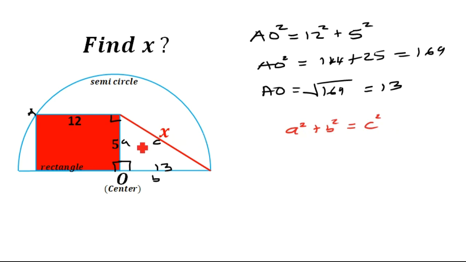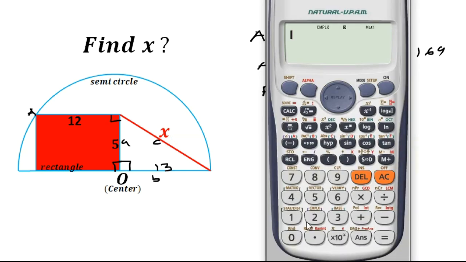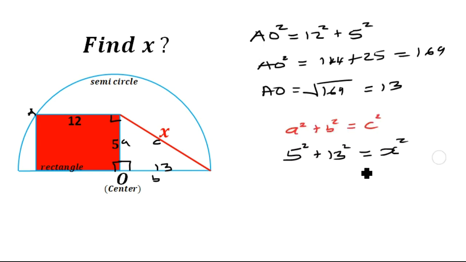From here, when you do the substitution, our A is 5, so we have 5 squared plus our B is 13, plus 13 squared equals C squared, and our C is x, so x squared. So 5 squared is 25, plus 13 squared is 169. So we have 5 squared plus 13 squared equals 194. So here we have 194 equals x squared.